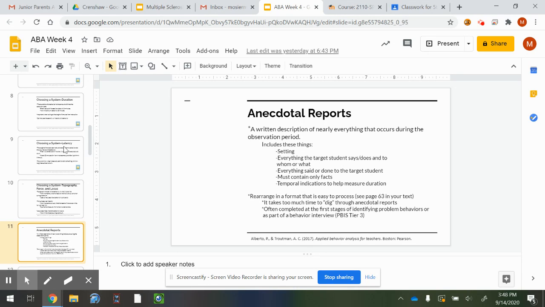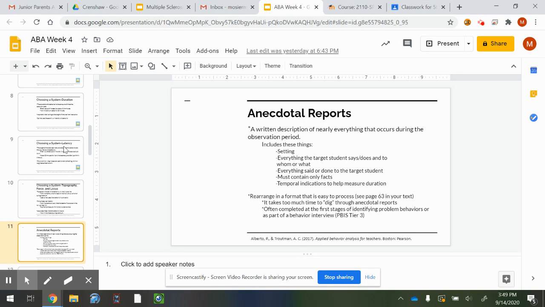There are 8 guiding questions there that are really good to help filter out the information of an anecdotal report. And then on the following page, page 64, they've put that information into a table, which looks more like an ABC chart. And we'll go through that a little more tonight in class.